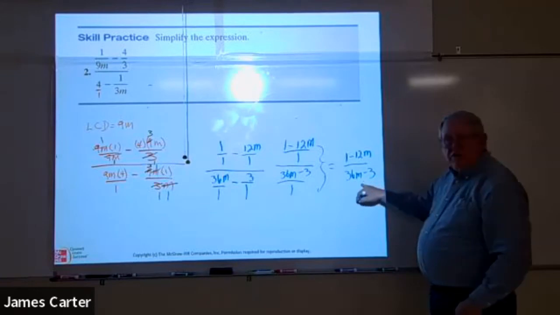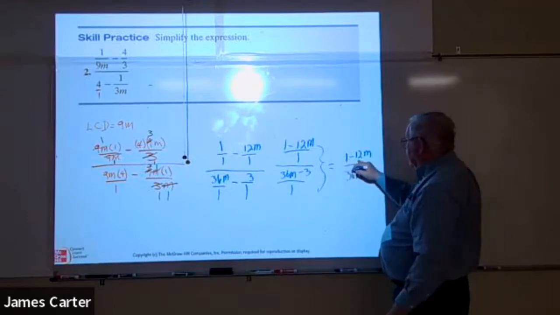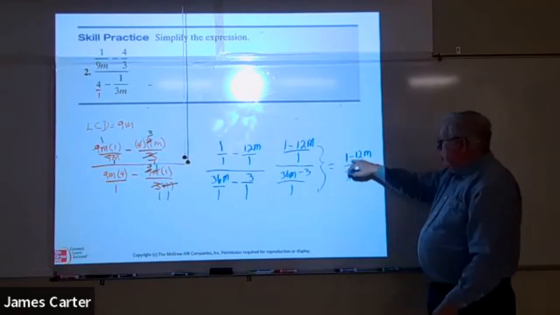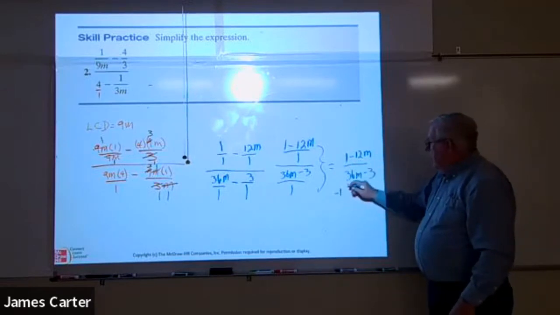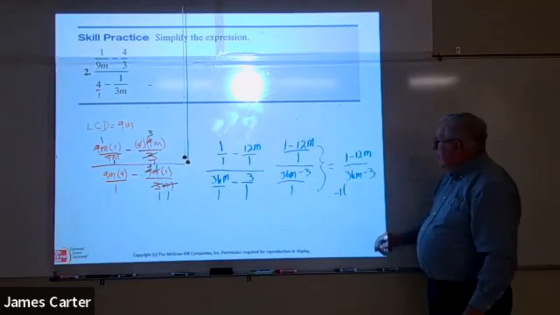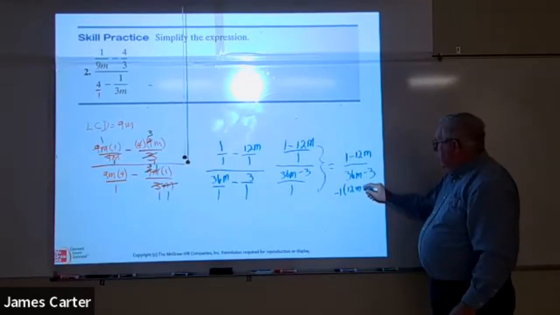Now, I can deal with this some. First place, I can take a 3 out of both of these. Okay, it may or may not be worthwhile, and I can take a minus 1 out of these because of the order with the variables. So if I take a negative 1 out of this, then that leaves me with 12m plus 1.